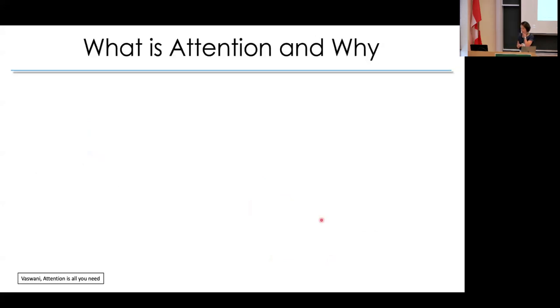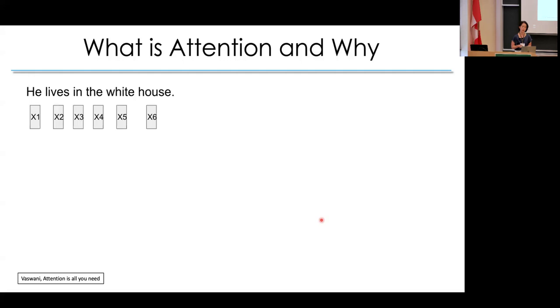Now, we are approaching questions of this sort using the attention mechanism. Let me give you a brief primer on what the attention mechanism is and why it would be interesting. Attention mechanism is a core mechanism in large language models, such as ChatGPT. It works in a way that is somewhat different from, say, a neural network. So here is a sentence: He lives in the White House.